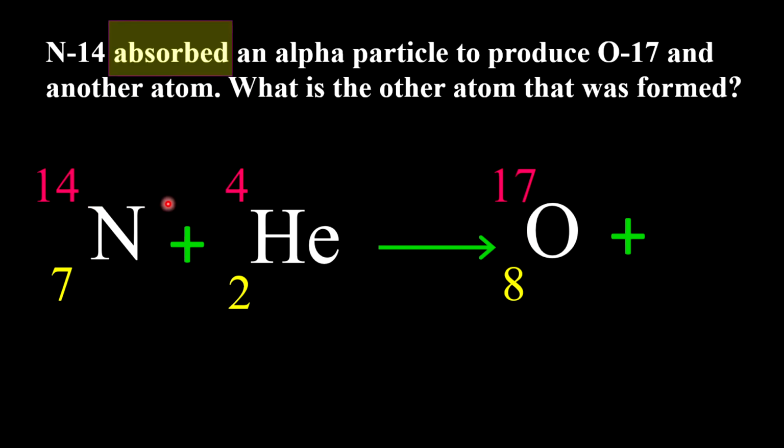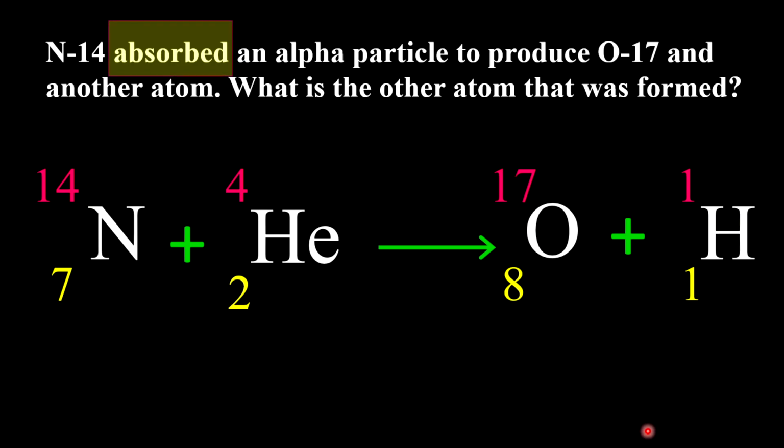So if the total mass here is 14 plus 4, which is 18, then what will be the mass on this side? So let's think about it, yeah? We have 17 already. How much more do you want to become 18? Only one more, right? Let's look at the protons now. 7 protons plus 2 protons here, that's 9. On the product side, 8 plus what number gives 9? Only 1. The number we use to determine the atom is the proton number. Here the number is 1. So what element has a proton number of 1? That's hydrogen. So the other atom that is formed here is hydrogen.